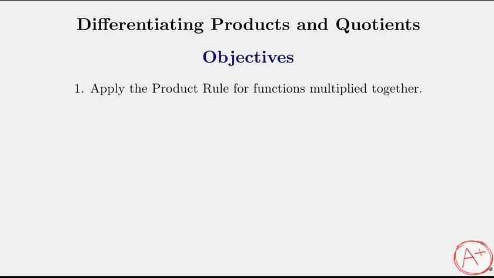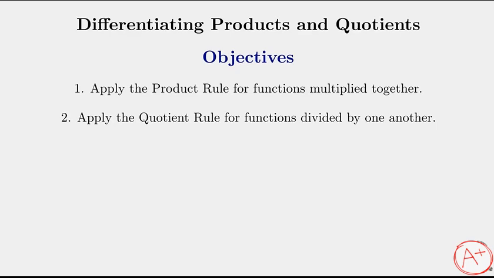Today, we are mastering the differentiation of products and quotients, a core component of the Cambridge 9709 Pure Mathematics syllabus. Our objectives are threefold. First, to apply the product rule for functions multiplied together. Second, to apply the quotient rule for functions divided by one another. And finally, to combine these with the chain rule for more complex expressions.